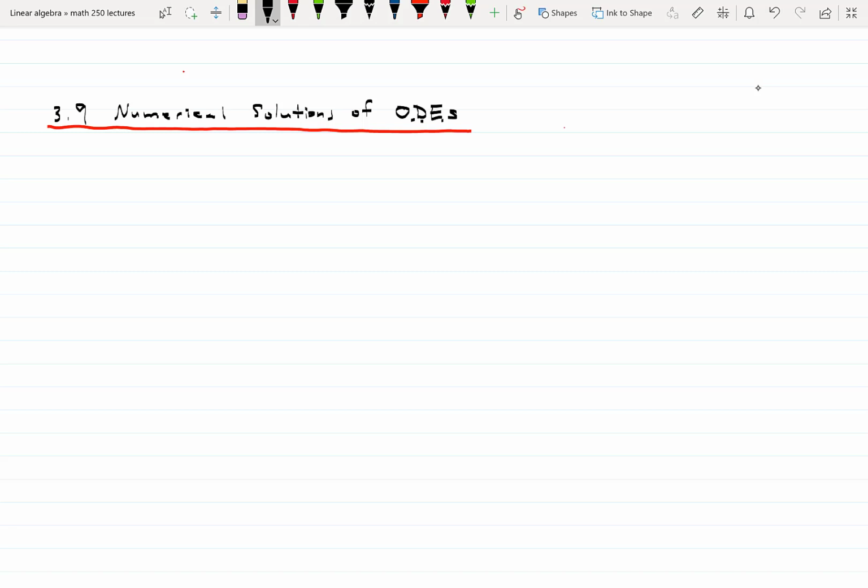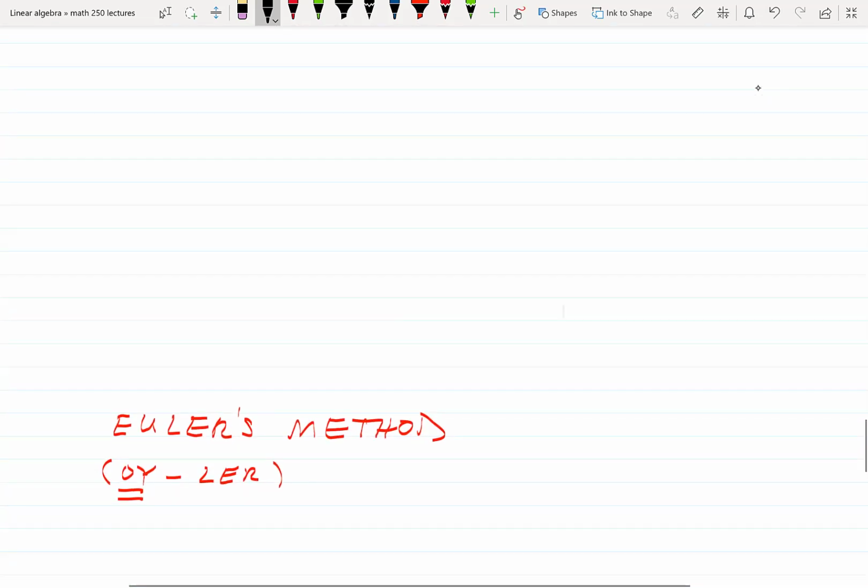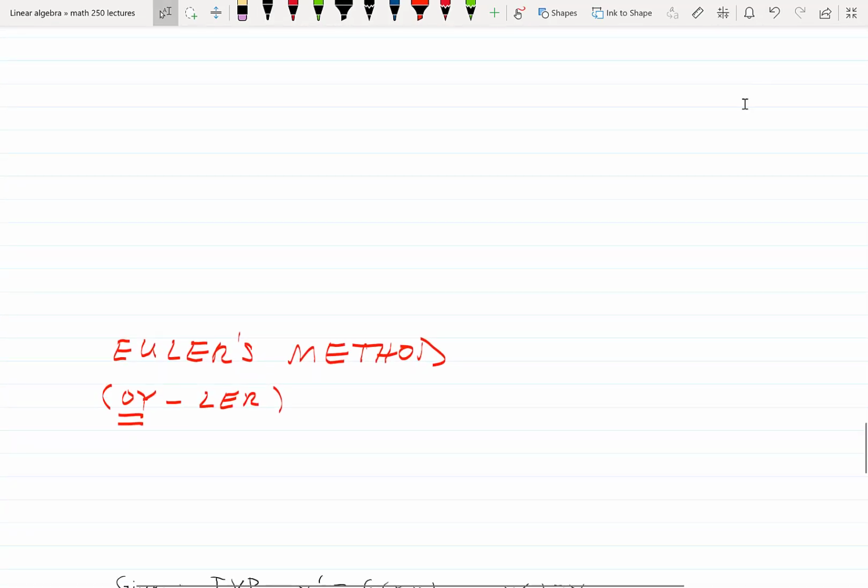So with that in mind, let's talk about how to solve ordinary differential equations by an approximation method. The method we're going to use is called Euler's method. The very first thing I'd like you to learn is how to say Euler and not Euler.